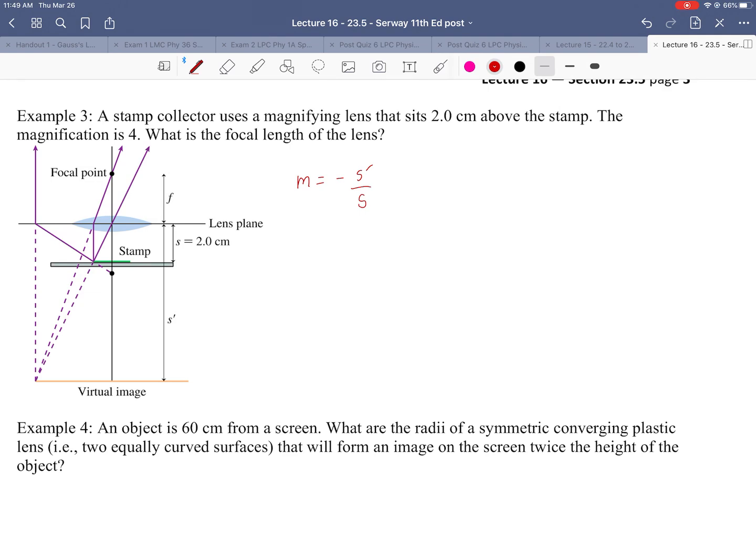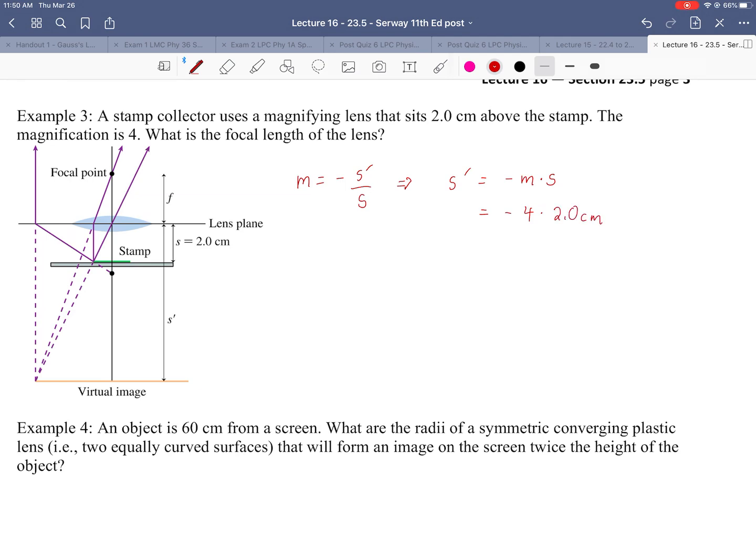Okay, we know one of those values, right? We know that the magnifying lens sits 2 centimeters above. Now we don't know where S prime is, where that virtual image is showing up, but we can go ahead and solve for S prime. So S prime is just going to equal negative m times s. Okay, so we have negative m multiplied by s. And we do know our magnification, so we'd have negative 4 times s, which is 2 centimeters.